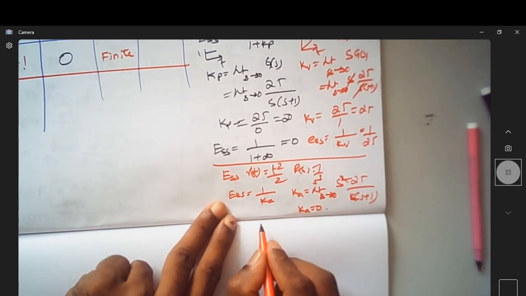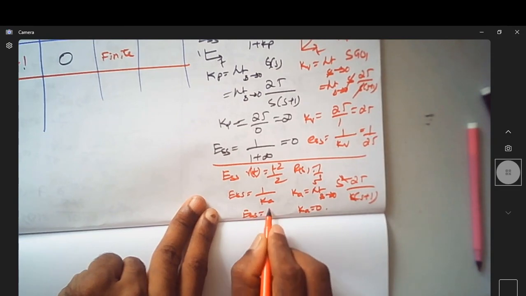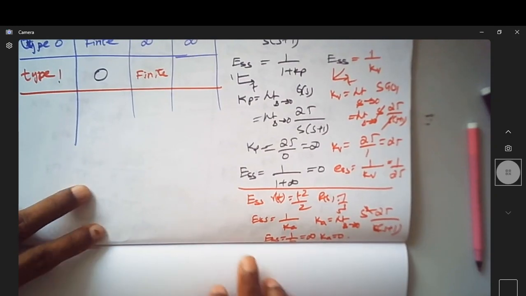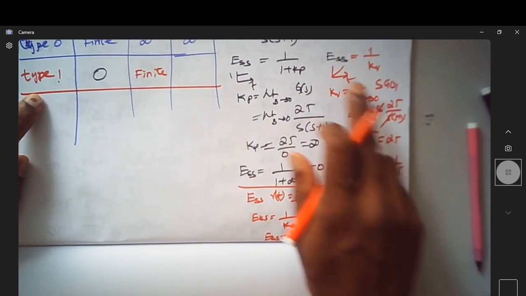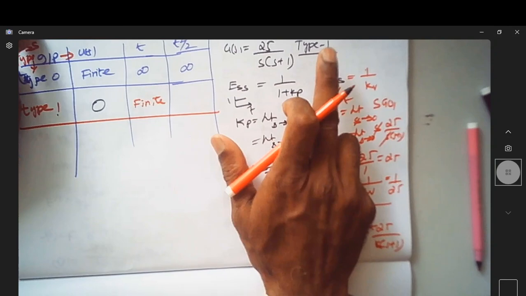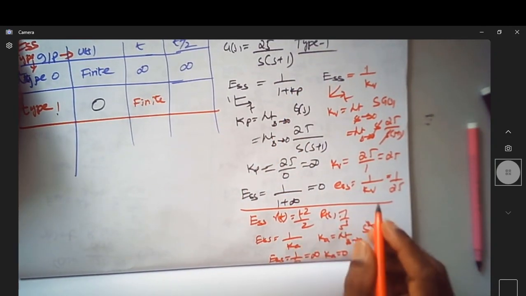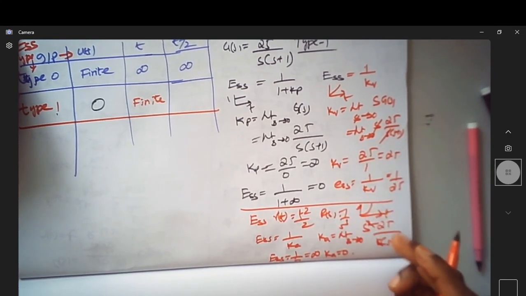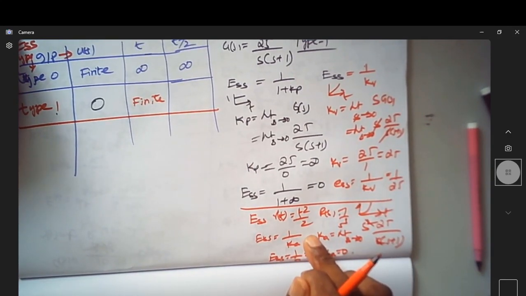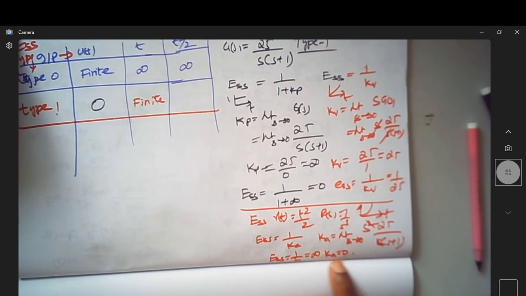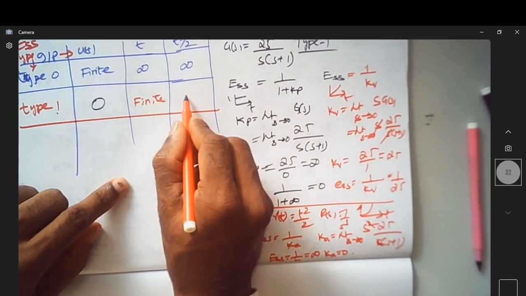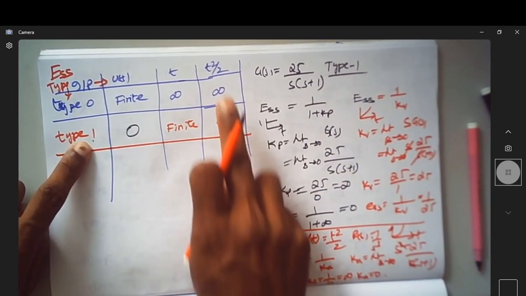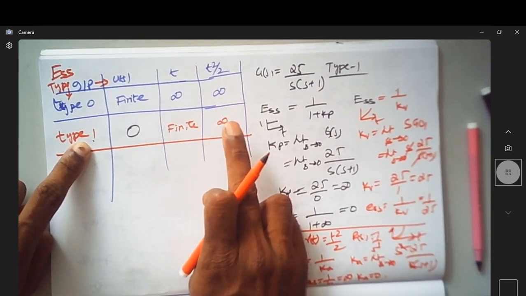this Ka becomes 0. When this becomes 0, what is ESS? ESS is 1 by 0. This will become infinite. So for a type 1 system, if the input is parabolic, which is t square by 2, the standard one, you will end up with a ESS of infinity. So this is infinite. Type 1 parabolic input, error is infinite.